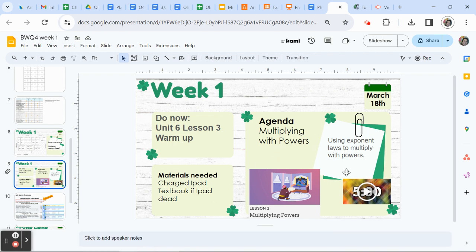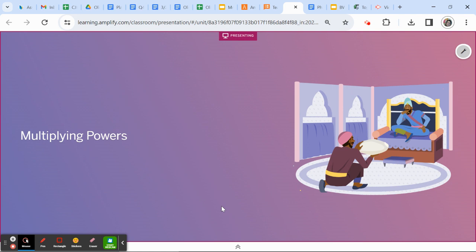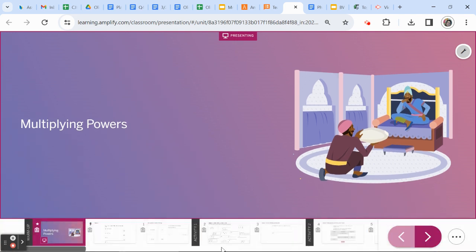All right, so today we're going into Unit 6, Lesson 3, Multiplying Powers. This is the start of our exponent laws. Make sure you do your bell work question and your warm-up question. Those are still 2 points per day. If you need to, split your screen so you have the video on one side and Amplify on the other side.